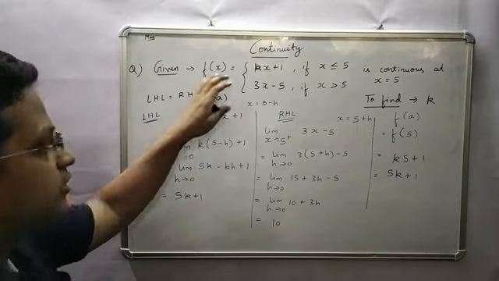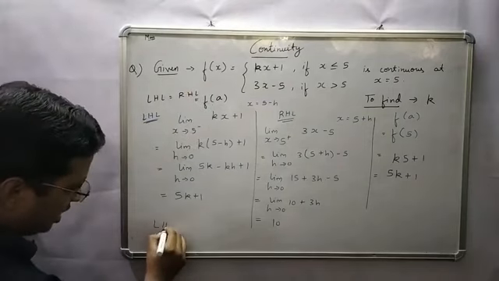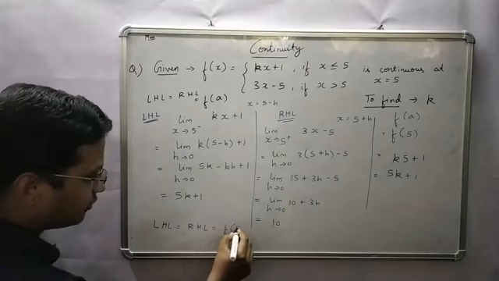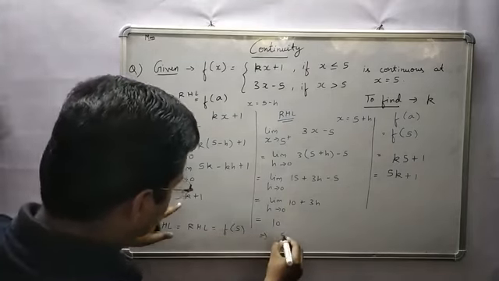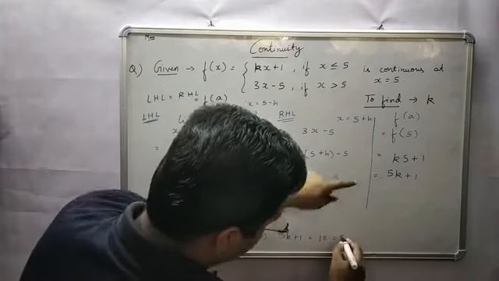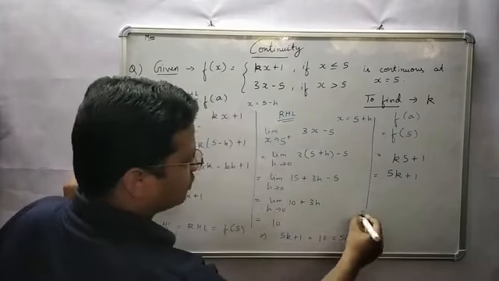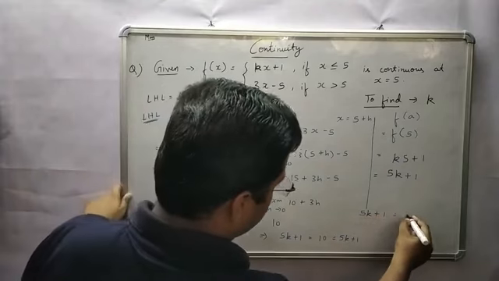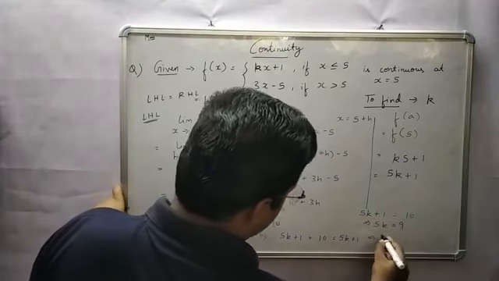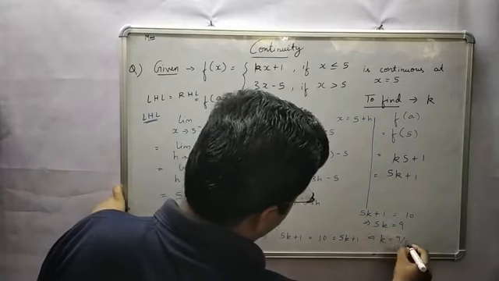Now since the function is continuous, so LHL is equal to RHL is equal to f of 5. So LHL is 5k plus 1 is equal to 10 is equal to 5k plus 1. So by solving 5k plus 1 is equal to 10, 5k will be 9. So k is 9 by 5.